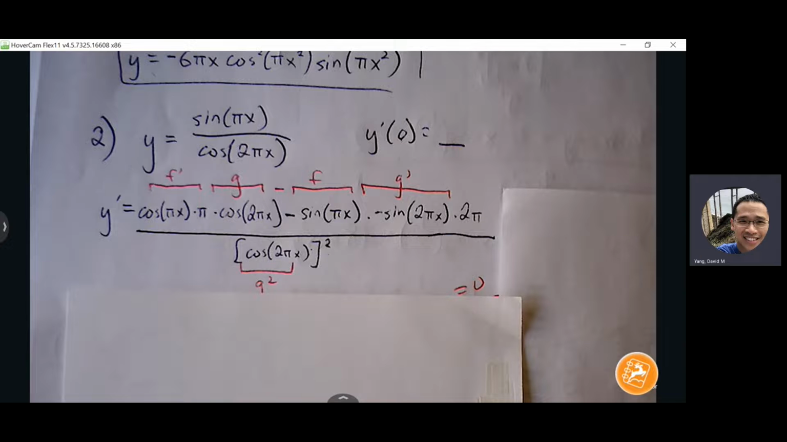Everything after this minus sign, they're all connected by multiplication. As soon as 0 shows up, it's going to wipe everything out to be 0. So this whole thing just goes away. And then the bottom here, cosine of 0 squared is just what? 1. So that is just 1. So a lot of things just clean up, go away.